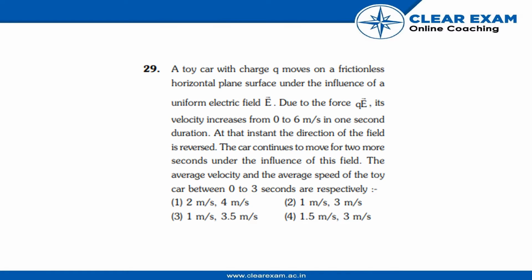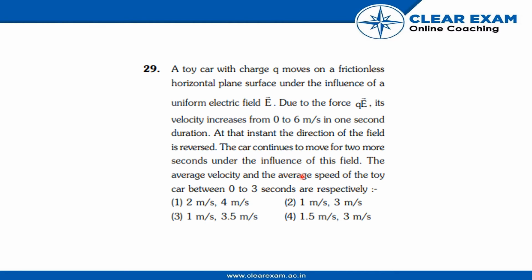Number 29. A toy car with charge Q moves on a frictionless horizontal plane surface under the influence of a uniform electric field. Due to force QE, its velocity increases from 0 to 6 meters per second in 1 second duration. At that instant, the direction of the field is reversed. The car continues to move for more than 2 seconds under the influence of this field.